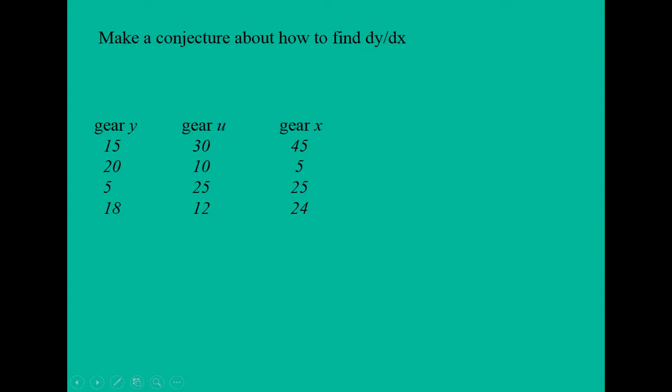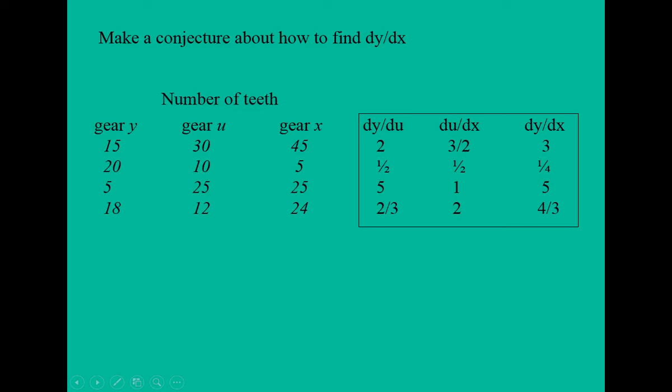Now let's look at the table. We've been keeping track of what was happening. So here it is summarized in a table. So what would your conjecture be about how we would find dy/dx? Make a conjecture about how we would find that.